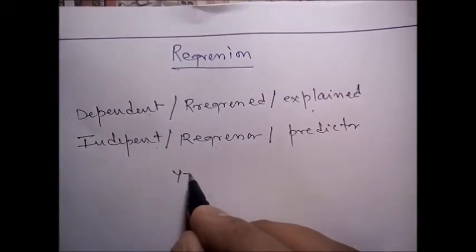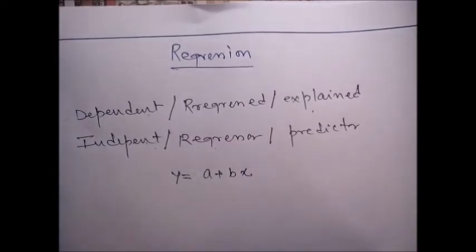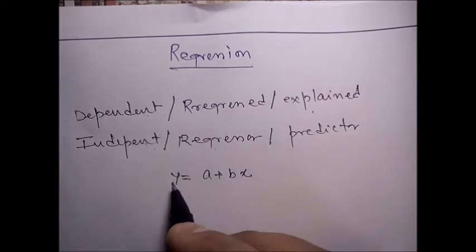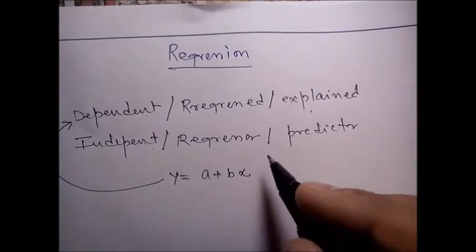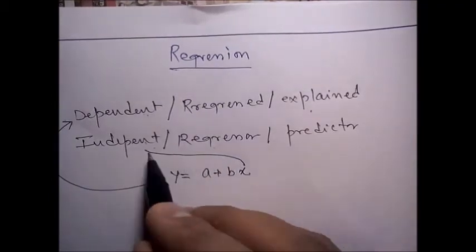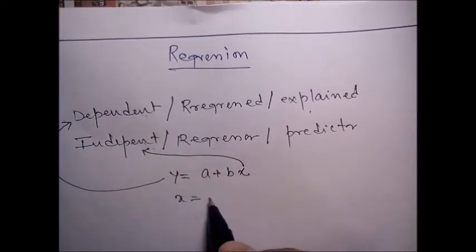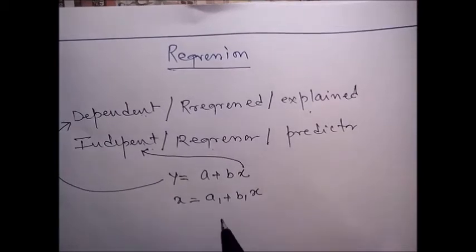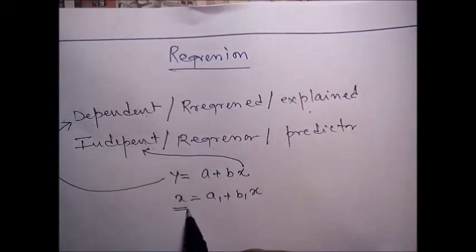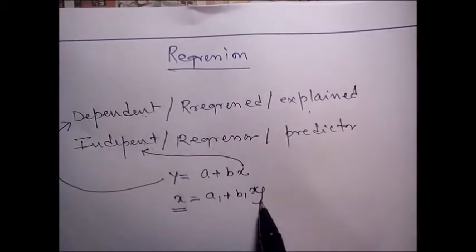Suppose there is one formula y is equal to a plus bx. Okay. So, in this case, y is nothing but the dependent variable. Okay. And x is nothing but the independent variable. Similarly, if you write it this way, x is equal to a1 plus b1y, then x is the dependent variable and y is the independent variable.